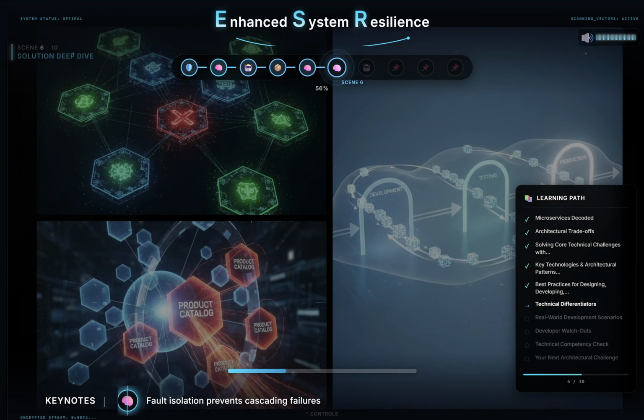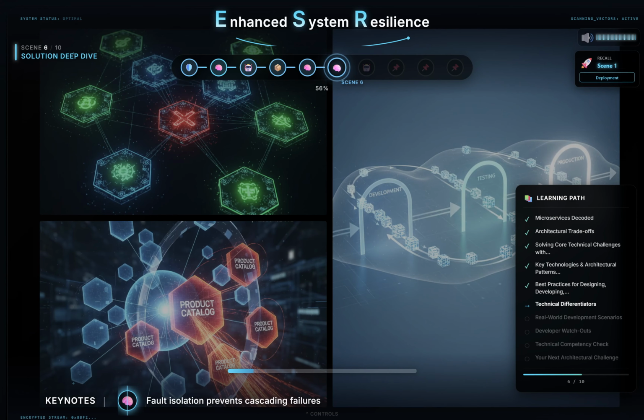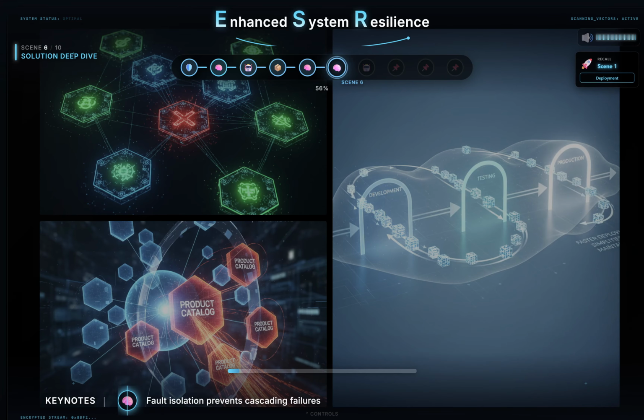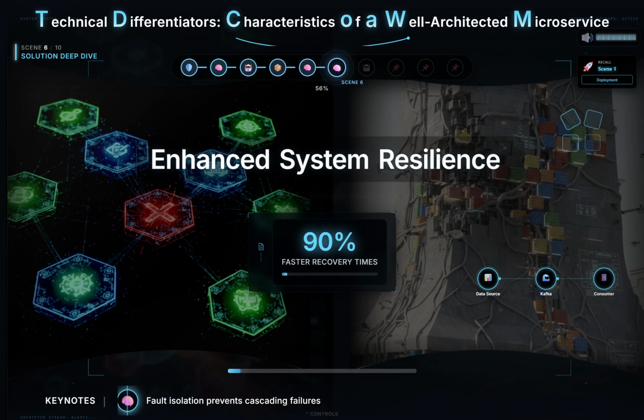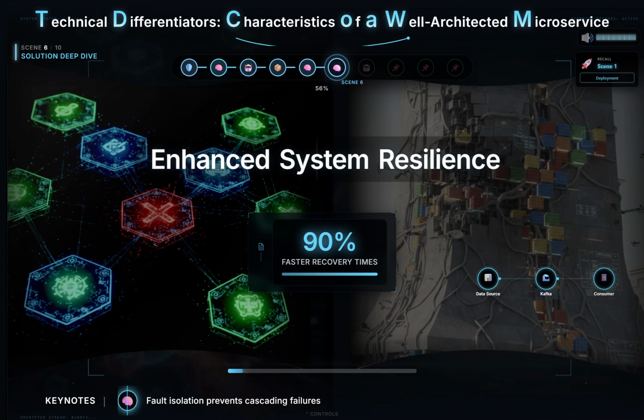After mastering best practices, it's time to talk about the concrete, measurable advantages a truly well-architected microservice system brings to the table. These aren't just buzzwords. They translate directly into tangible benefits for your team and your product.